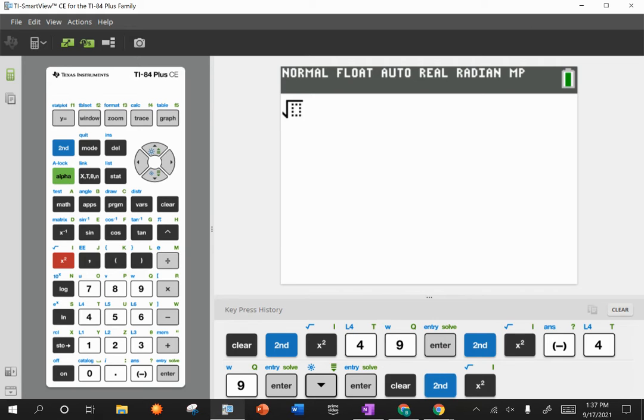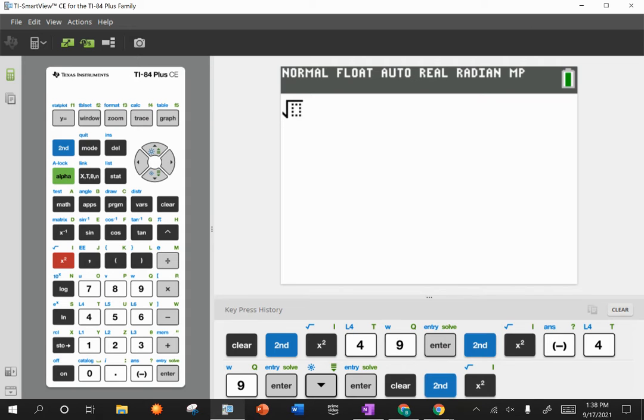Now mine is in math print mode. So if you want to know what the fraction looks like, just go to mode on your calculator, scroll down to classic math print and highlight math print, and it'll give you the fraction. Okay?